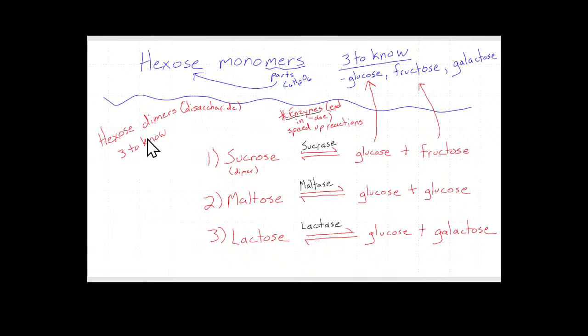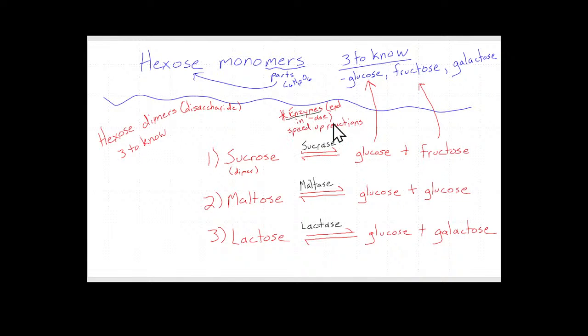I'd like you to know 3 dimers as well. A dimer of sugars is called a disaccharide, and here we've got sucrose, maltose, and lactose. If you break down sucrose with the enzyme called sucrase, SUCR lets you know you're dealing with sucrose, and then ASE lets you know you're dealing with an enzyme. So oftentimes enzymes end in the suffix ASE.